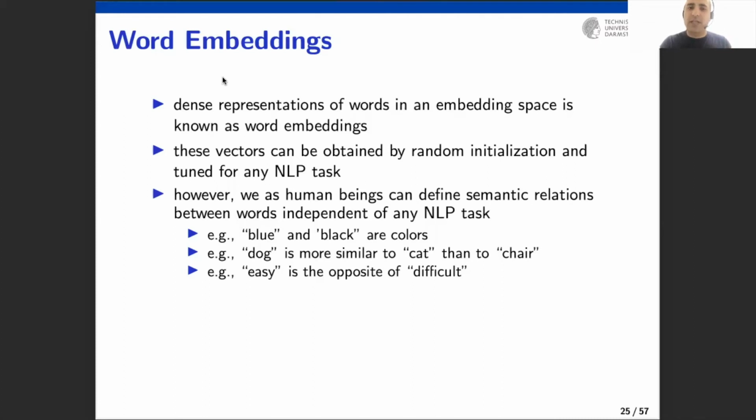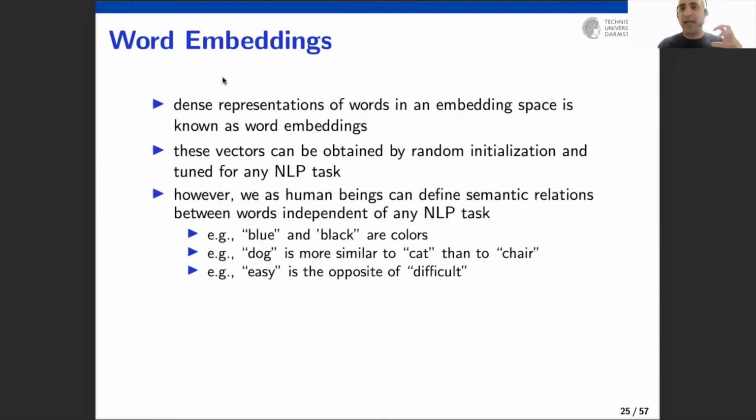However, we as human beings can define semantic relations between words independent of any NLP task. For example, we know black and blue are colors. We know dog is more similar to cat than to chair, right? We know easy is the opposite of difficult. And we are not solving any NLP task here, right? So it is only the knowledge that we have about words in a language.